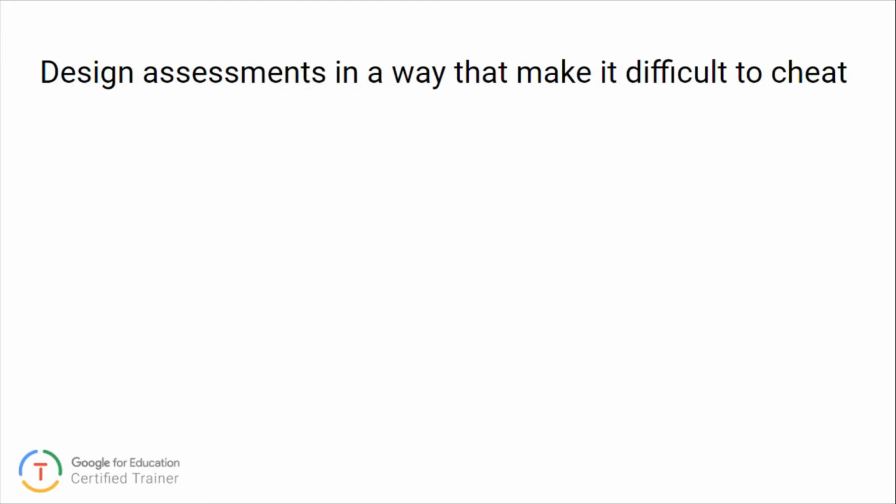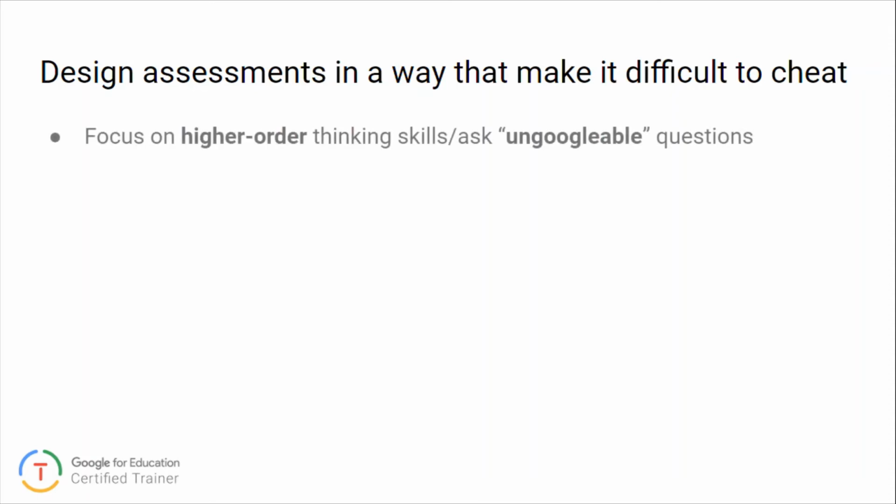The second pillar of academic honesty is assessment design, and that means that we need to design our assessments in a way that makes it difficult to cheat. Now, the first thing that may come to mind is a focus on higher order thinking skills. In other words, we need to ask ungoogleable questions. If you look at Bloom's taxonomy, anything that is not remembering or understanding is a higher order thinking skill, and they include applying, analyzing, synthesizing, evaluating, and creating.